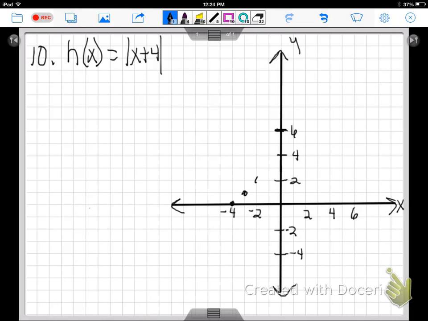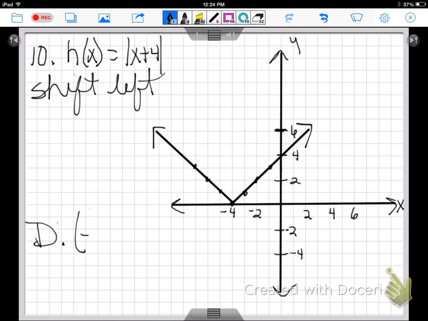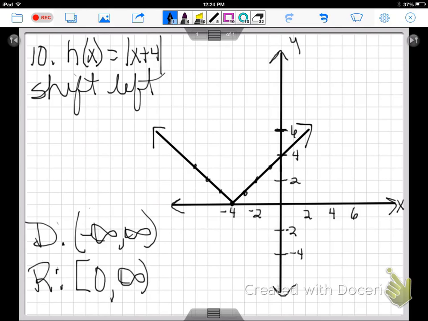Number 10, absolute value of x plus 4. That is a shift left 4 places. And then the slope is up 1 over 1. So it's a standard absolute value equation. The domain is negative infinity to positive infinity, and the range is 0 to positive infinity.